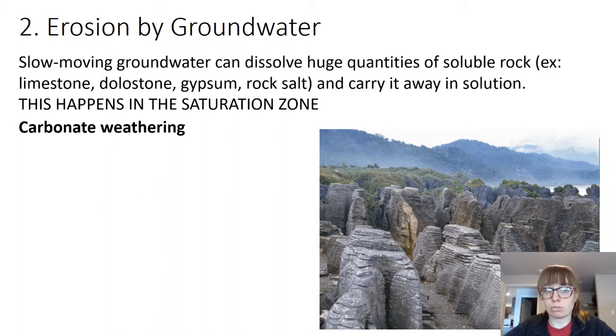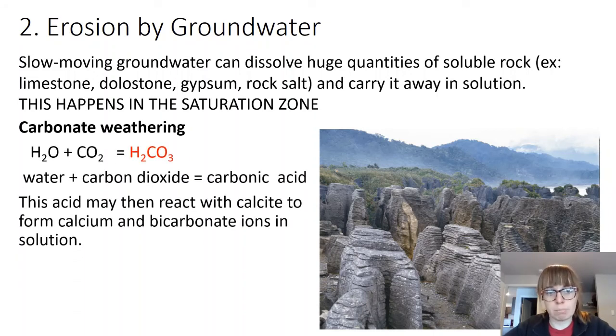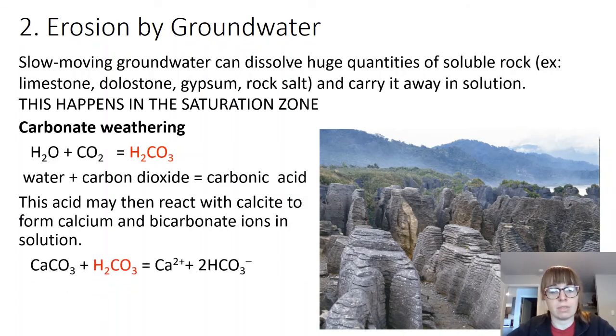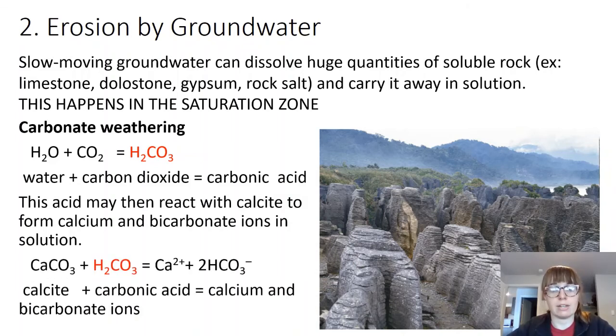This happens in the saturation zone, where you have groundwater moving through rocks, through a process called carbonate weathering. I just put up this chemistry if any of you are interested in chemistry. Basically, water and carbon dioxide combine and create something called carbonic acid. That carbonic acid can react with calcite in rocks to form calcium and bicarbonate ions in solution. And then those ions get carried away from the system and effectively dissolve away large amounts of rock.